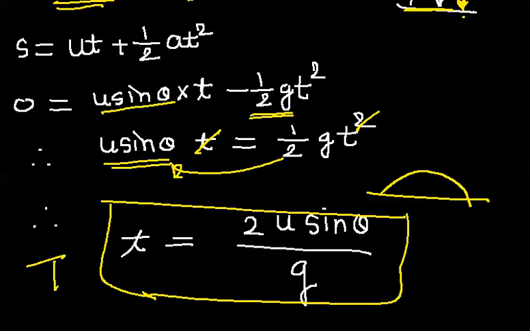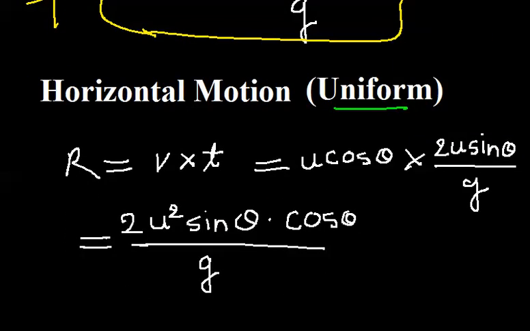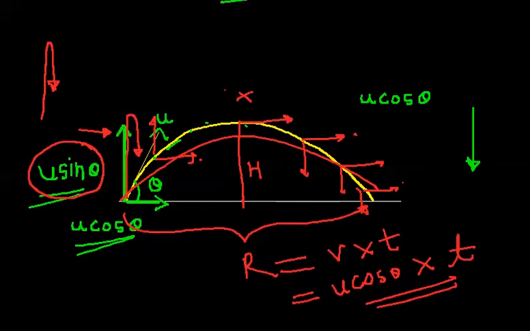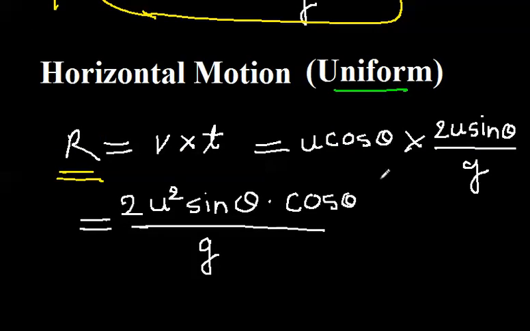Now, once you have got this time expression, we can use the horizontal motion expression as R equals v into t. Remember, for this we said that the range is simply u cos theta multiplied by t, because the horizontal velocity is going to remain constant. So we will use distance is equal to speed into time, and the time we have calculated as the time of flight is 2u sine theta over g multiplied by this u cos theta. So we will simply get 2u square sine theta cos theta over g, and by a simple trigonometric ratio you can put these things together, 2 sine theta cos theta, which is simply sine 2 theta.